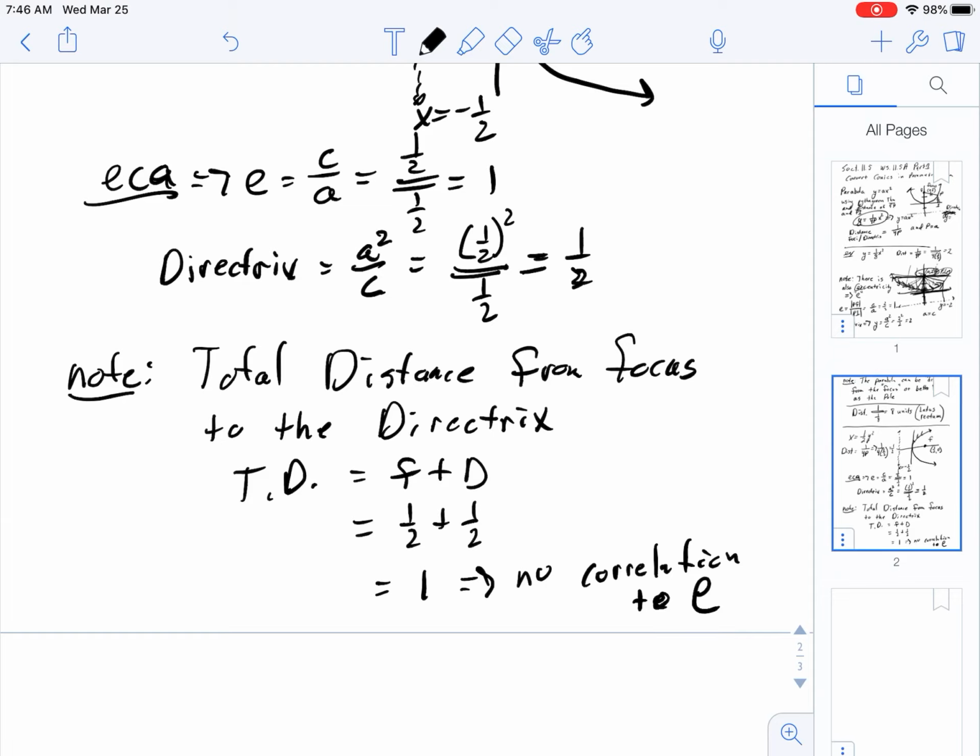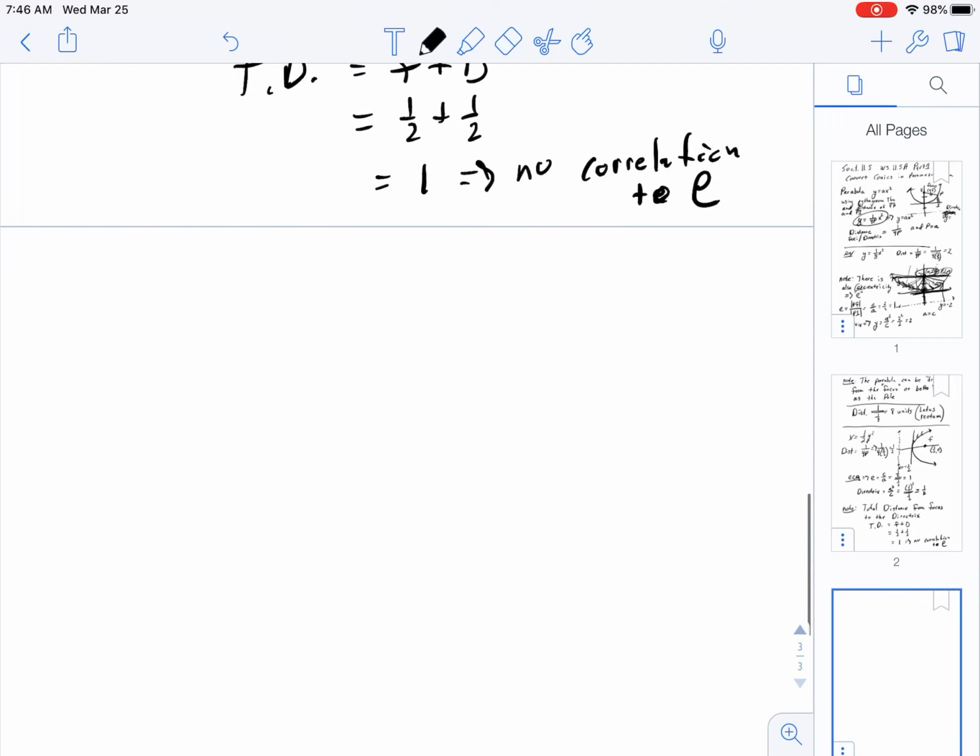All right. Let's go on to ellipses now. This one you probably didn't spend any time at all on in Algebra 2.